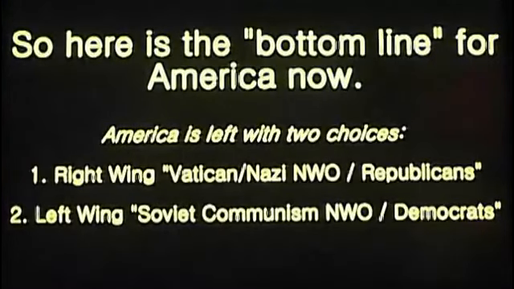So here is the bottom line for America today. America is left with two choices. You either have the right-wing Vatican, Martin Bormann, Nazi, New World Order Republicans, or you have the left-wing Soviet Communism, New World Order Democrats. Understand the right and the left wing of the eagle, the Sun Order. Right wing is Vatican, Holy Father, Martin Bormann, Adolf Hitler, Nazi, New World Order Republicans. And the left wing is the Soviet Communist, New World Order Democrats, secret society Illuminati. Both are financed by the same secret societies.